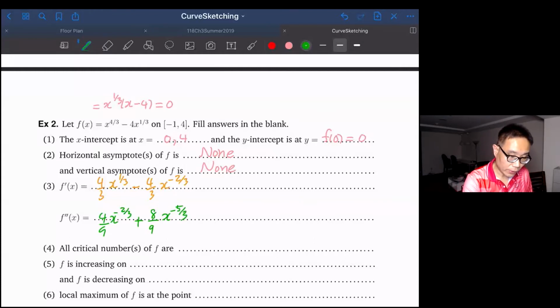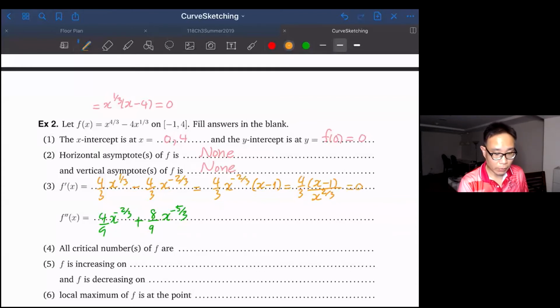So in this one, you're gonna simplify in order to find the critical numbers. You're gonna be able to pull out the lowest degree. So you get 4/3 outside, and you pull out x to the -2/3, and you would have x minus 1. If you put it in this form, it's going to be x minus 1 over x to the 2/3, and this equals 0. So you're gonna be able to solve this one.